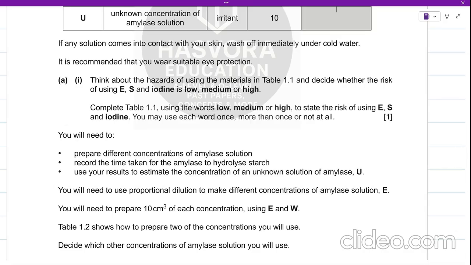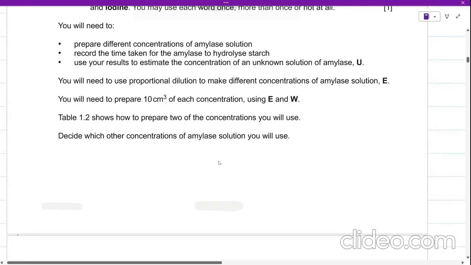Then they are asking that you will need to prepare different concentrations of amylase solution. Record the time taken for the amylase to hydrolyze starch. Then you will use the result to estimate the concentration of unknown solution of amylase U. So we are going to be doing this in the end. You will need to use proportional dilution. Many people are actually confused by proportional dilution as they have never heard of it. Proportional dilution is similar to simple dilution, as we just decide the concentrations that we are going to be making.